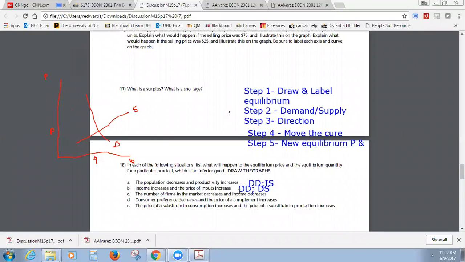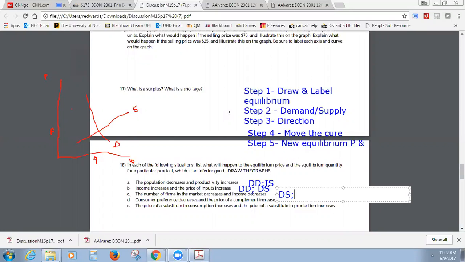The number of firms in the market decreases. All right. Is that a supply or demand issue? Number of firms, that's going to be a supply issue, which means it's going to be a decrease in supply. There are fewer firms. And at the same time, and usually on my paper, I wouldn't put decrease DS, I would draw a downward arrow.